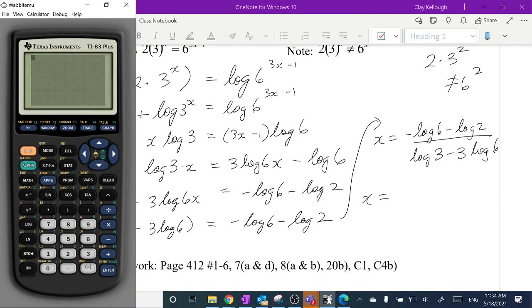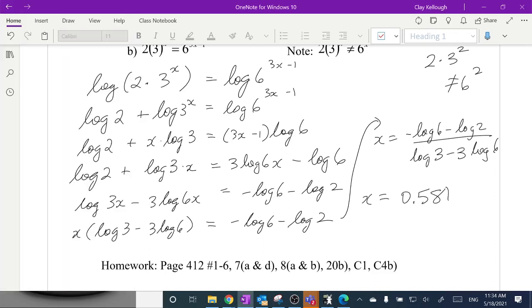Ready? I'm going to open a bracket for the numerator. I'm going to use my negative button. Negative log of 6. Close that bracket. Minus the log of 2. Close the bracket. That's this entire numerator, so close my numerator. That might be your problem, is you didn't close your numerator. Divide by, open a bracket for the denominator. The log of 3, close the bracket for that log, minus 3 times the log of 6. Close the bracket for that log, close the bracket for the denominator, and I think we get about 0.5. We do. 0.581. And a bunch of change.